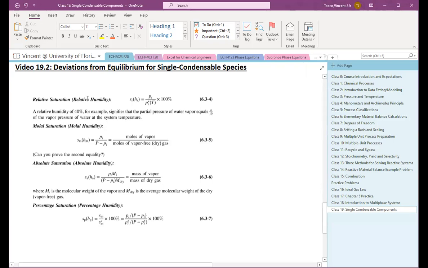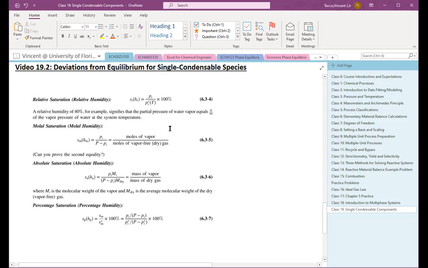But you may have heard of a relative humidity in the weather report. This is what they're talking about. So while Raoult's law would say that P star is equal to partial pressure, the relative humidity is a way to quantify if the partial pressure is a little bit greater than, a little bit less than the vapor pressure. So the relative humidity, summarized here in equation 6.3-4, is how you could, instead of Raoult's law, use this equation to give you the relationship between partial pressure and vapor pressure.